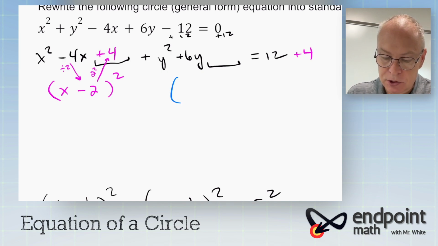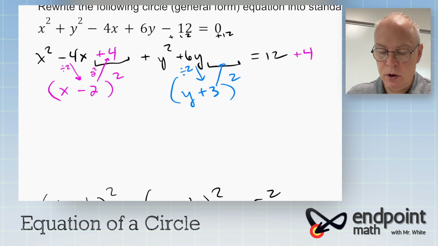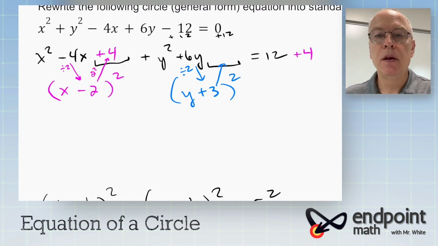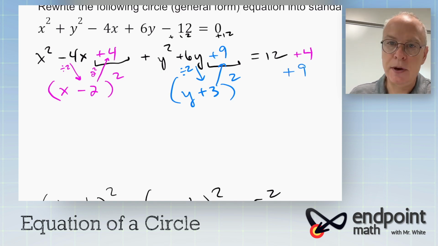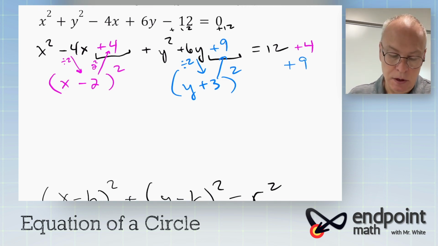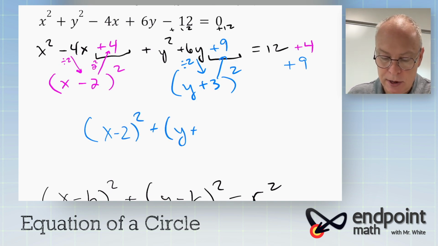All right, let's complete the square on the second half. This would be a 3 when you divide by 2. So then what goes up here? It's not 6. 3 squared is 9. And whatever you do to both, you have to do to both sides. So we now have (x minus 2) squared plus (y plus 3) squared equals 25.